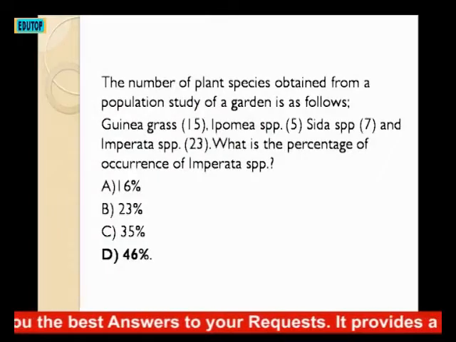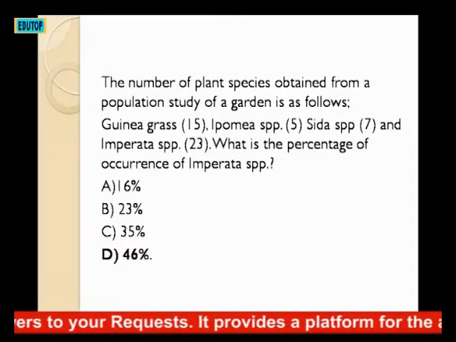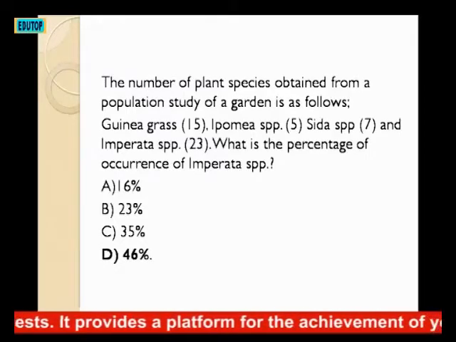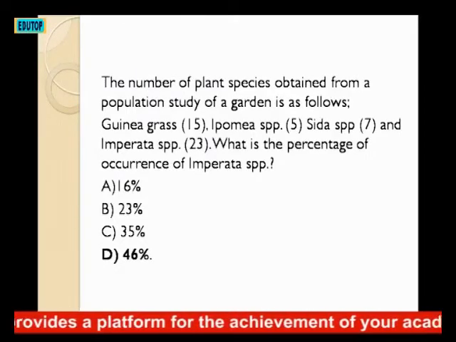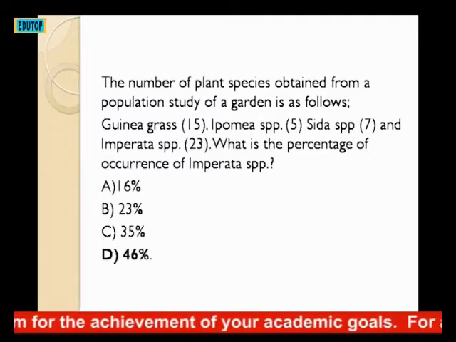If you sum up the whole number of plants that you have here, you have 15 plus 5 plus 7 and 23. That will give you 50. 15 plus 5, 20. 20 plus 7, 27. 27 plus 23 gives you 50.